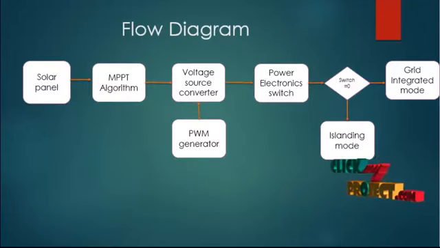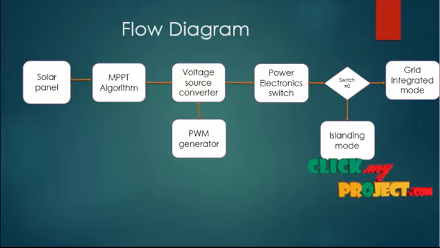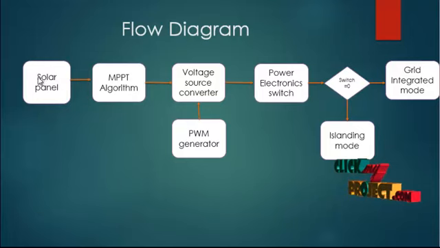Next we are going to discuss the flow diagram of the product. First we can see the solar panel. In the solar panel we use 72 cells of solar cell arrays. This is one of the very important renewable sources, and the inputs are different irradiance levels to the solar panel.